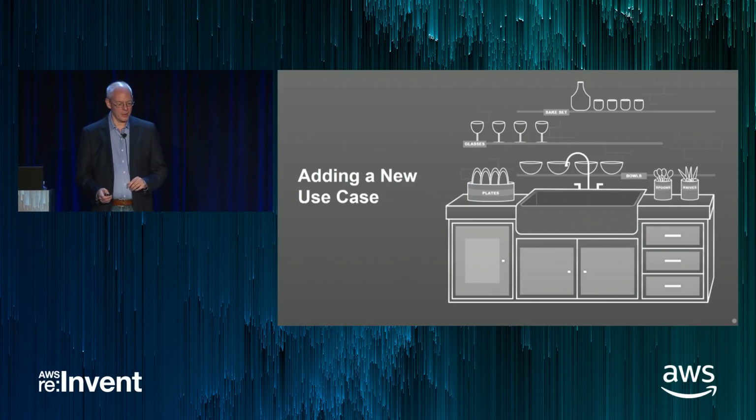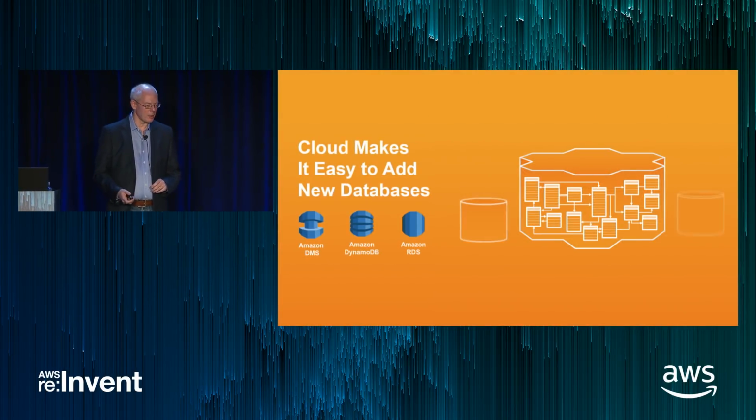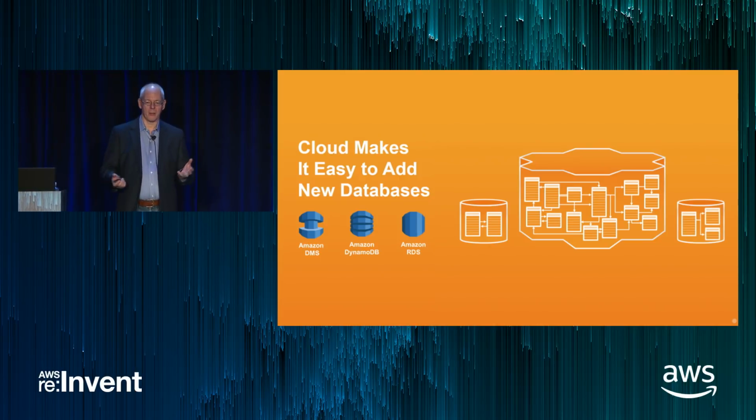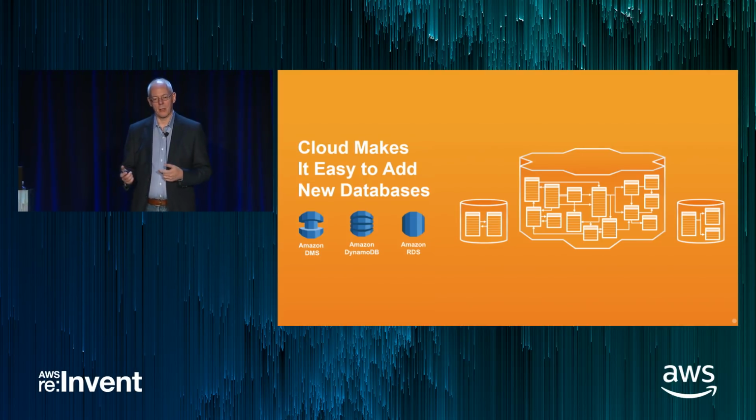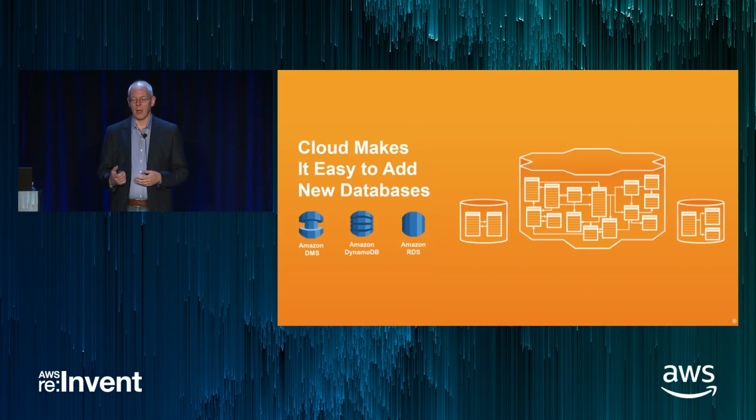But now it's trivial to add a new database. It's an API call, and RDS will make a new database, or DynamoDB will make a new table for you. And we have the Database Migration Service, which will actually keep these things in sync. We are now over 40,000 databases migrated with DMS.